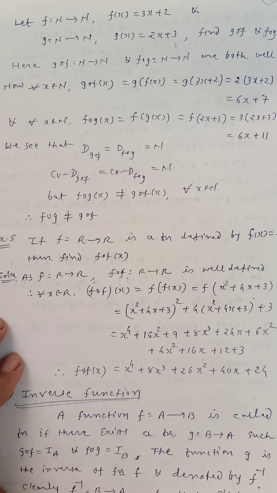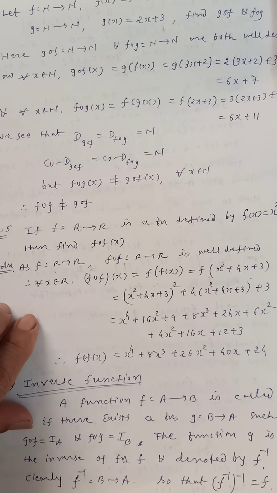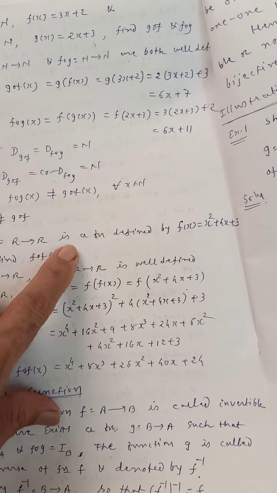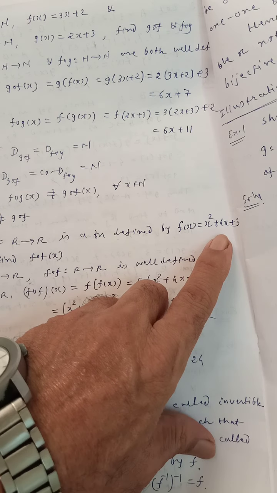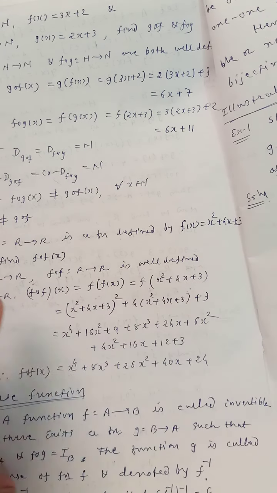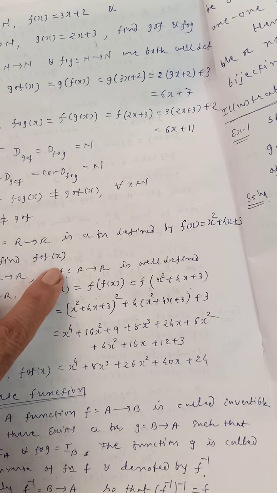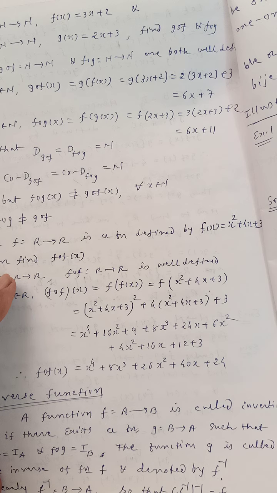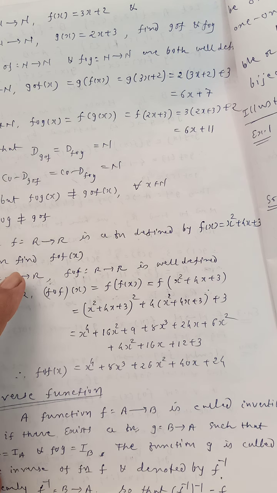Okay, now next number, example 5. If f: R to R is a function defined by f(x) = x square plus 4x plus 3, find fof(x). Look at fof(x) like fog, gof, this type of fof. You may have gog this way.